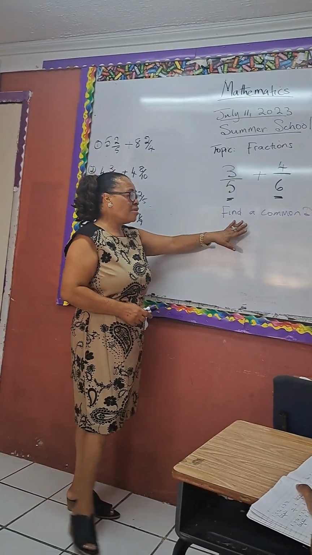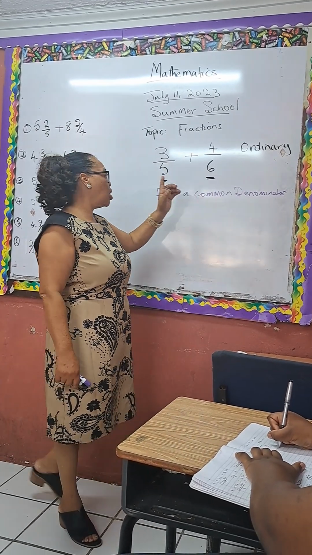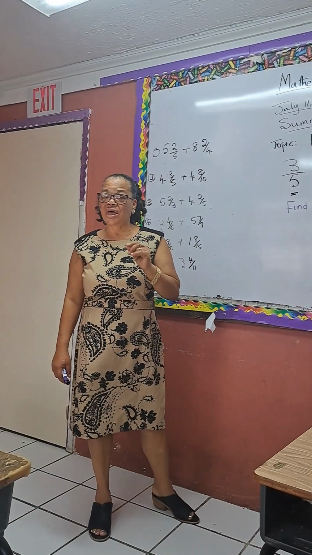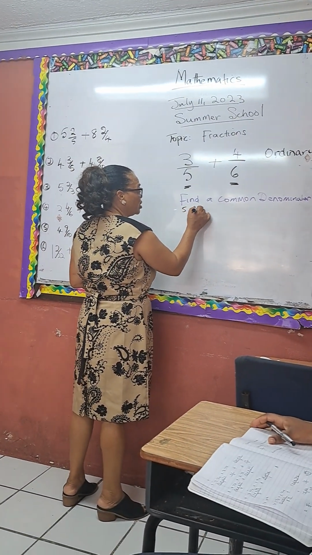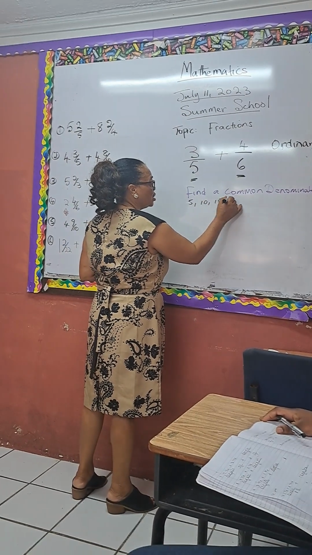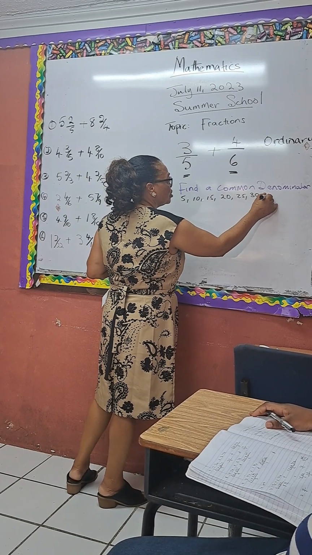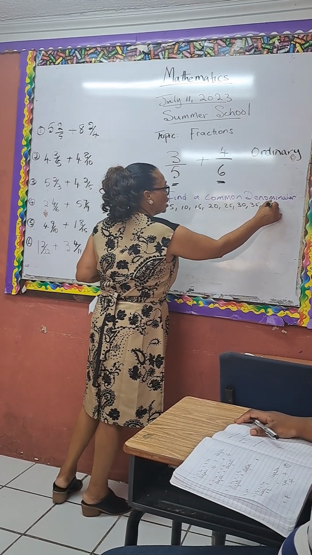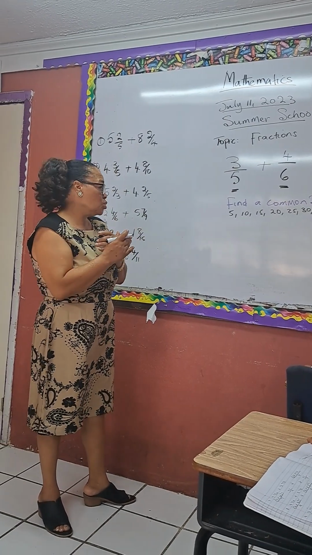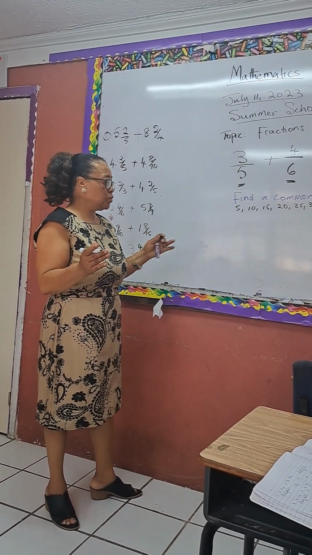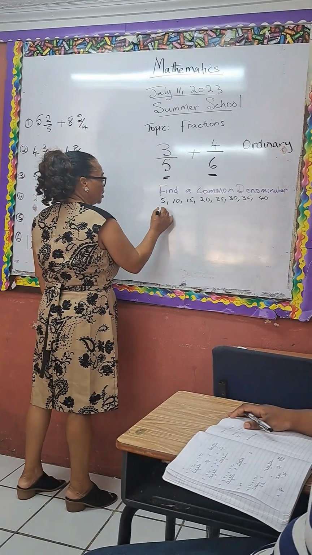I have to do what? Find a common denominator. I'm finding a common denominator for 5 and 6. I'm taking my 5 times table. I go 5, 10, 15, 20, 25, 30, 35, 40. I'm going to stop right there. I know why I'm stopping there, okay? But you could go all the way up with your 5 times table to 12, but I'm stopping there. Okay, now I take my 6 times table.